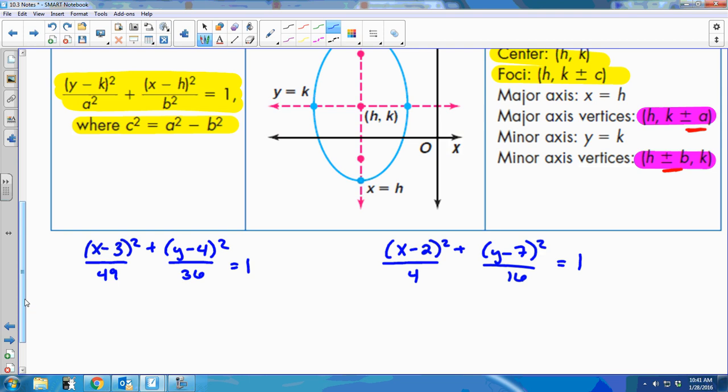Whichever variable has the larger denominator tells the direction. If X has the larger denominator, then it's horizontal. If Y has a larger denominator, then it's vertical. So if you want to think about it, A squared is always going to be greater than B squared. If your larger denominator is under X, it's horizontal, right? Because X-axis is horizontal. If the larger denominator is under Y, then it's vertical. That's right. Y-axis is vertical.